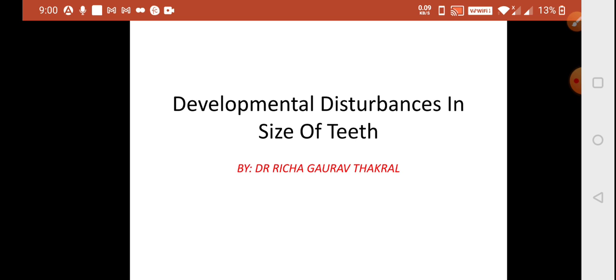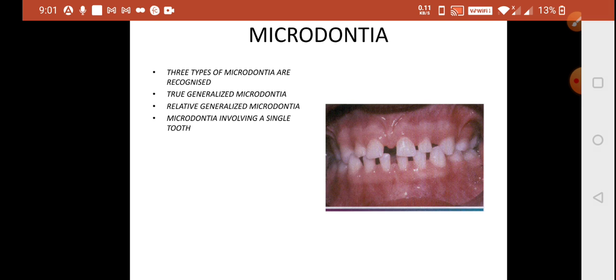Another thing that we'll be sharing is the shape of the teeth, where we'll be dealing with whether it's dilaceration, concrescence, dens invaginatus, and all that. So let's start with the first topic without taking much of your time. I want you to be clear with this topic. I'll be telling you what kind of questions are asked from this topic and what can be asked from this topic.